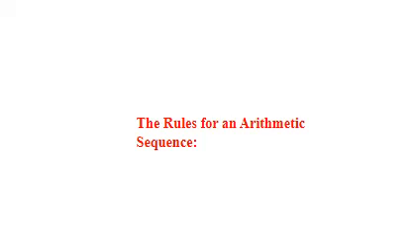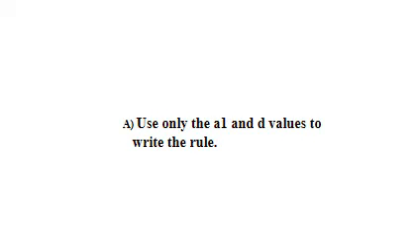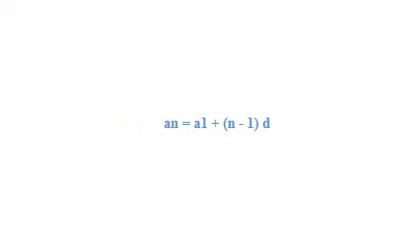Now that we have taken the lesson of arithmetic sequence, we're going to talk about its rules. The first is done by using only A1 and D values, which are A1 or X1, the first value, and the common difference D. An will be equal to A1 plus n minus 1 D.